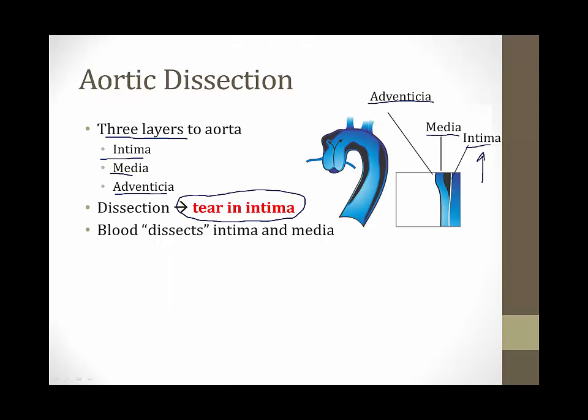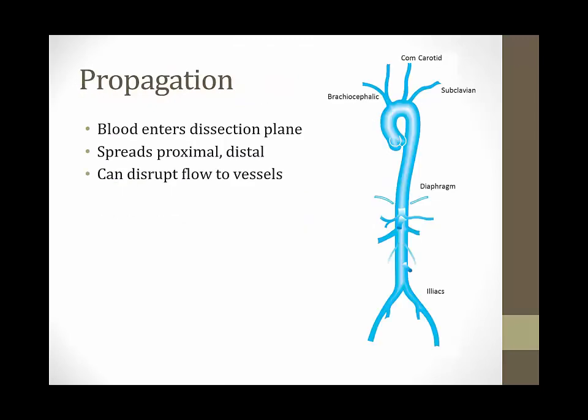It allows blood to get into the plane between the media and the intima. That blood is said to dissect those two layers and spread them apart, and that's why it's called an aortic dissection. Once blood enters the plane between the layers of the aorta, it can propagate.